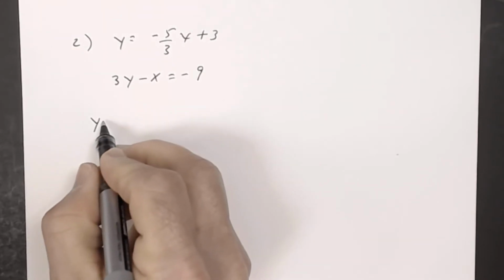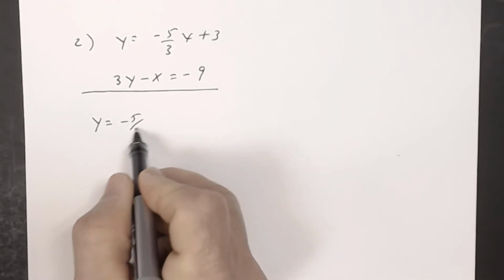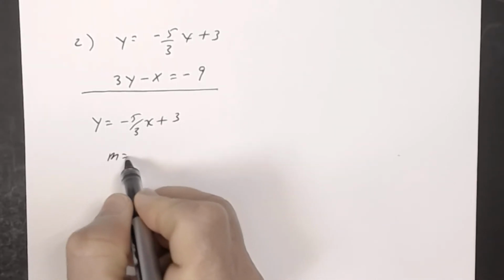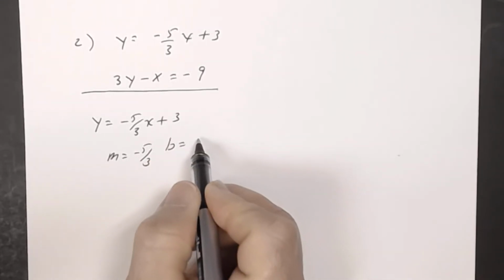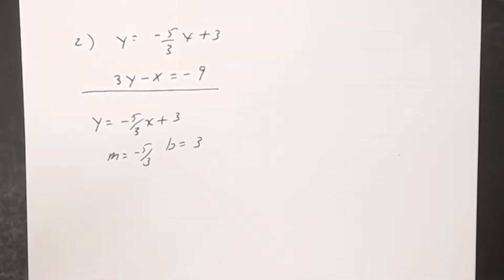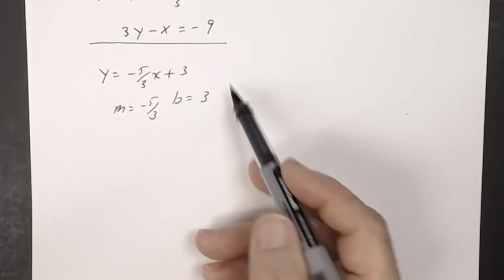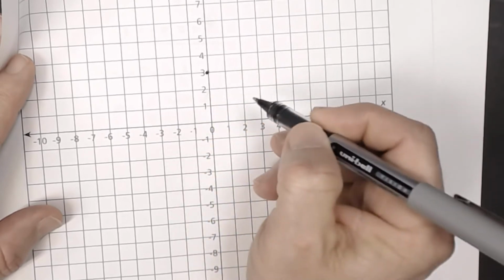So let's look at the first equation. y equals negative 5/3 x plus 3. So the slope is negative 5/3, and the y-intercept is a positive 3. I'm going to go ahead and graph that line. Remember, to graph a line you need 2 points. I already know one of them. That's the y-intercept, where the graph crosses the y-axis, right here at 3.